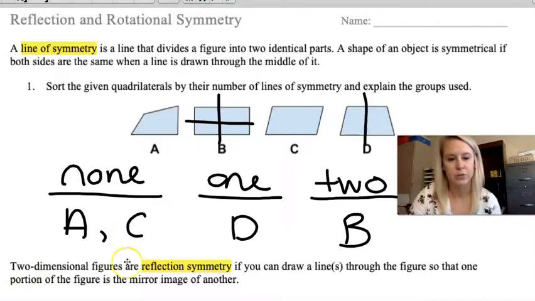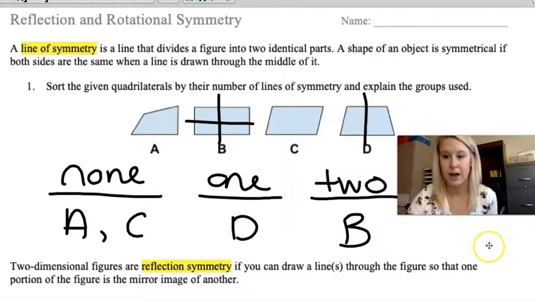Two-dimensional figures have reflection symmetry if you can draw a line through the figure so that one portion of the figure is a mirror image of the other. So our shapes would be B and D. They have reflection symmetry because I am allowed to draw a line through the middle. A and C would not have reflectional symmetry. Let me know if you have any questions on reflection symmetry because we're going to move to rotation symmetry.